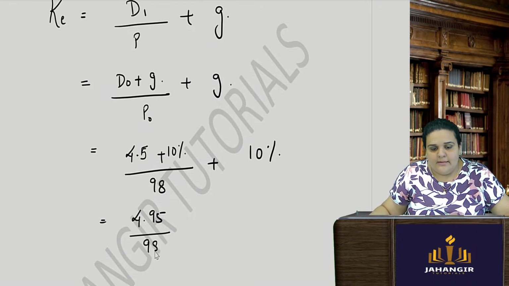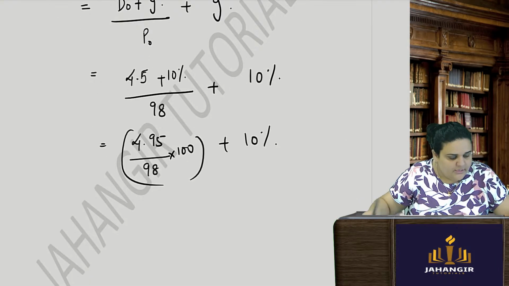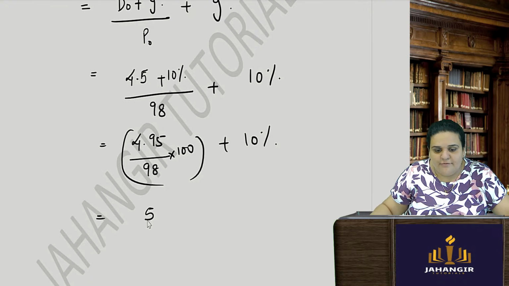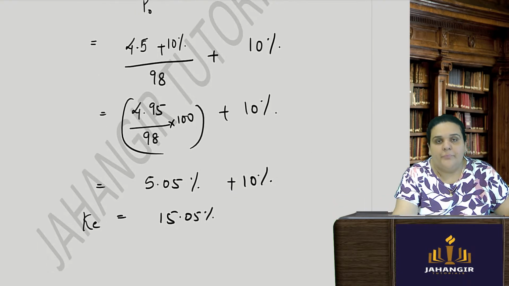Divide by 98. Just do it like this so that you do not get a wrong answer. When you calculate this, it will come as 5.05% plus 10%. So now it will become 15.05% as the cost of equity. Clear?